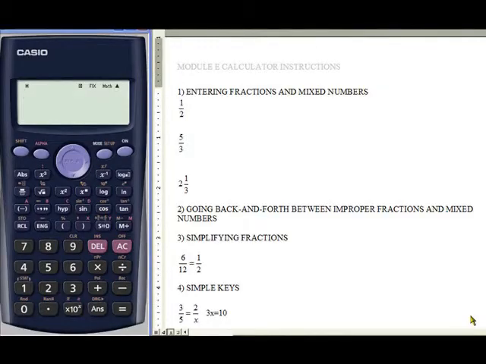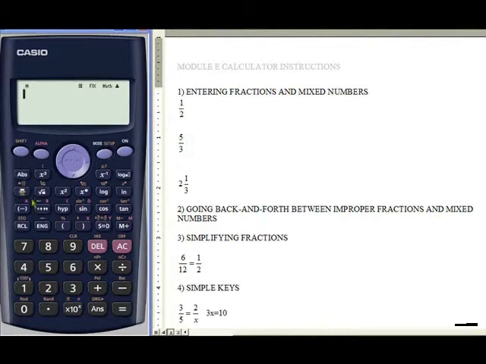Today we will talk about how to use the scientific calculator while you're doing ratios and proportions. One important factor is to know how to enter fractions into your scientific calculator. For that, you're looking for a fraction key.